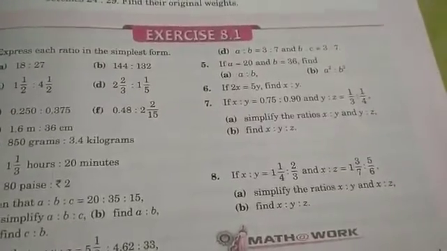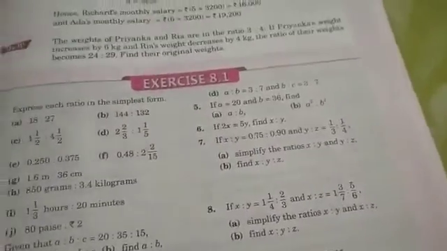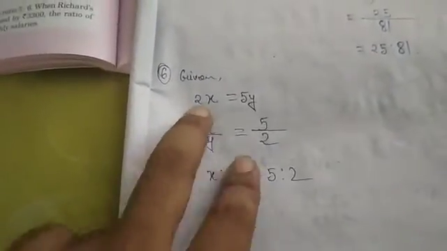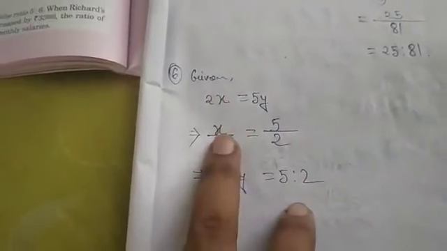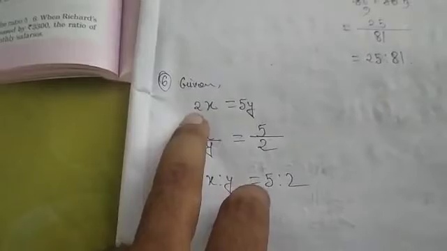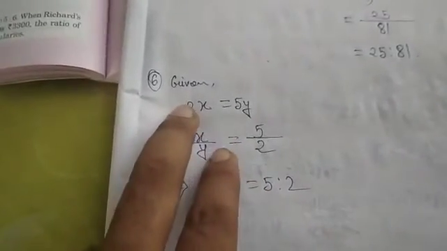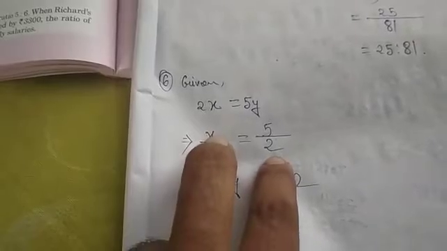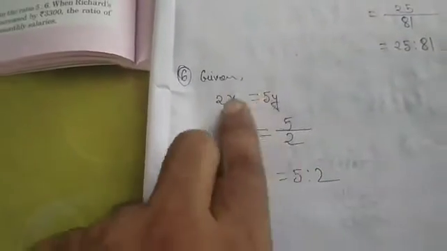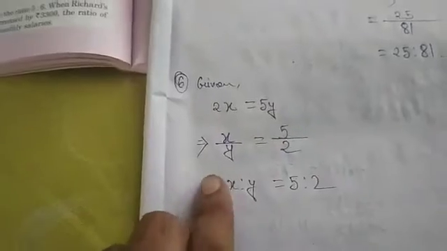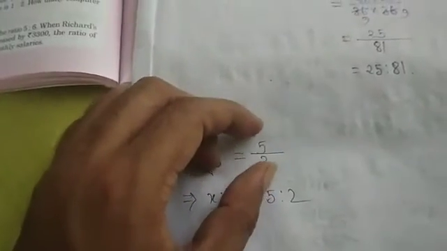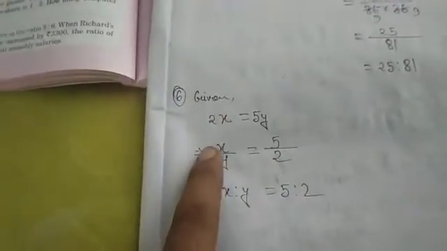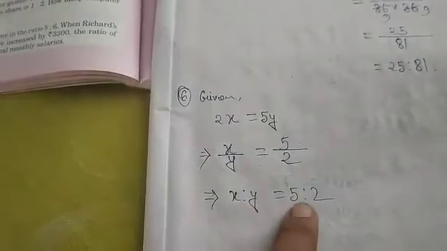Question number 6, they have asked: if twice x equals 5y, find x is to y. It's very easy. Look here, twice x is equal to 5y, so I can write x by y since it is getting multiplied. After cross multiplication, this is the value, twice x into 5y. So if I separate twice x, it will be x and here it will be 2, and if we separate 5y, 5 will be here and y will be there. I have kept the variable on one side and the fractional part on another side. So that is why x by y can be written as x is to y, which is equal to 5 is to 2.